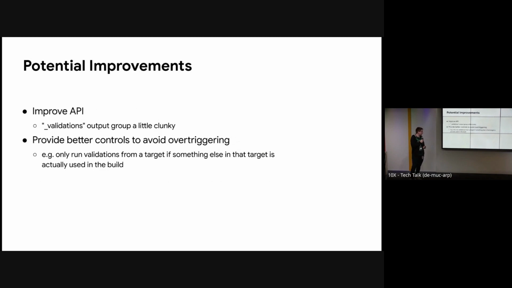So potential improvements we could have here. The validation output group is a little bit of a clunky API. You put a dummy artifact in this magic output group, and then suddenly it's a validation action. So improving the API to mark actions as actual validation actions would be nice. And providing better controls over the over-triggering problem I just mentioned. Perhaps some way, for example, to control when validation actions run at a more granular level, or enabling Bazel to run validation actions only when something within that target is actually used.